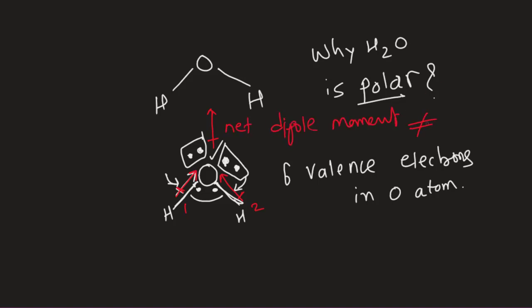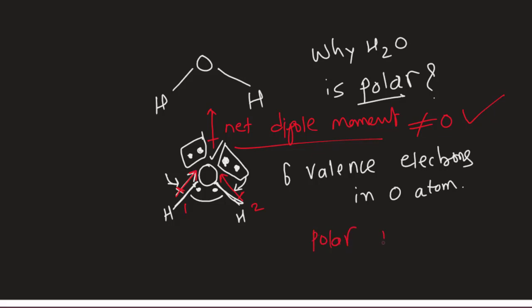And you can see that it is not equal to 0. So when the net dipole moment is not equal to 0, that molecule is called a polar molecule.